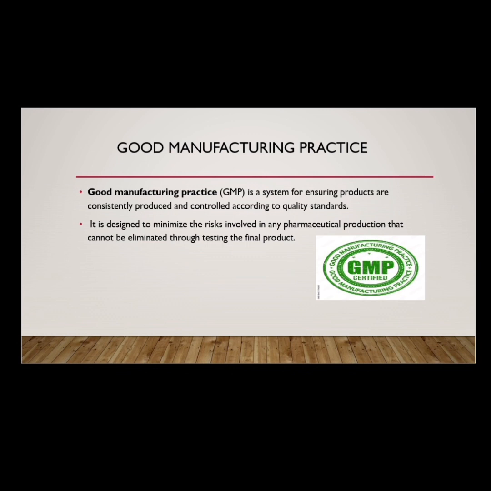The next is good manufacturing practice. It is a system for ensuring that the products are consistently produced and controlled according to quality standards. Examples of GMP that the FDA gives are control, cleanliness, outer garments, hand washing, jewelry, gloves, and hair restraints.